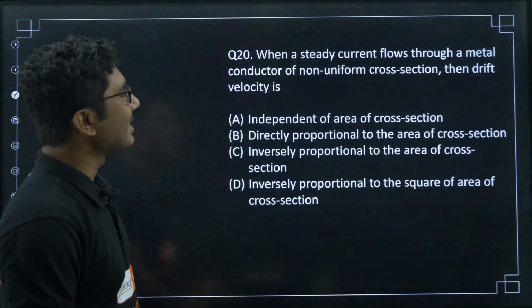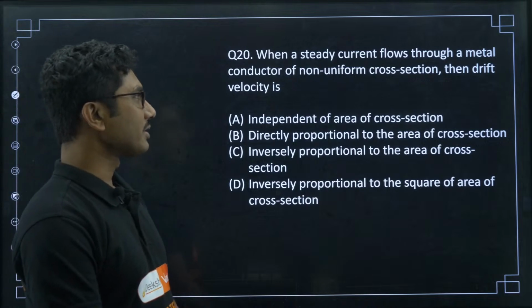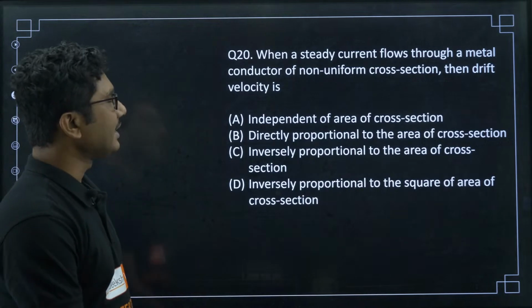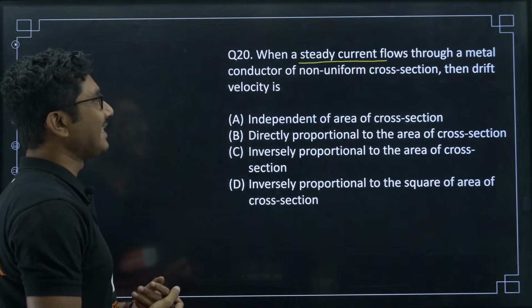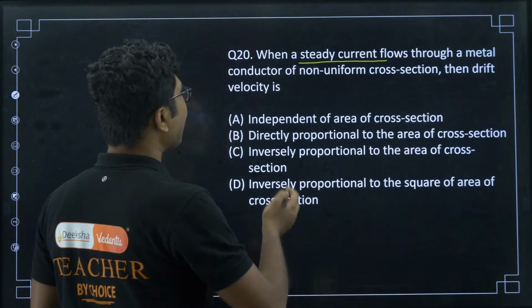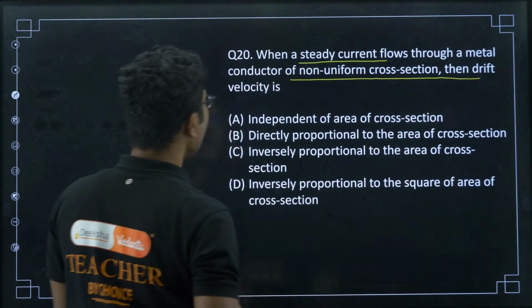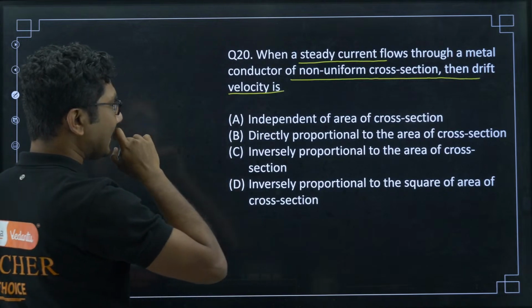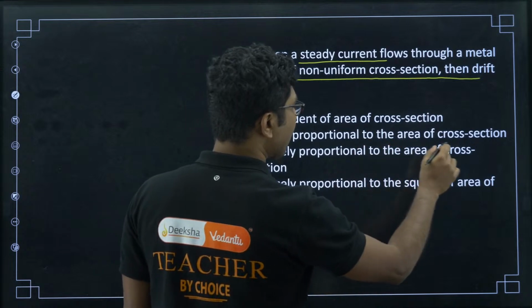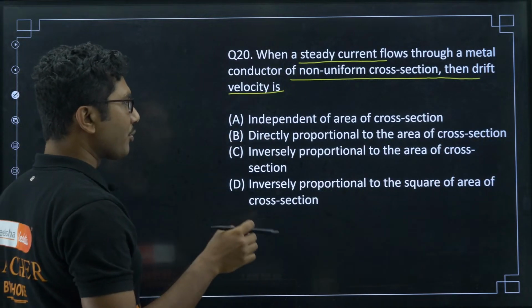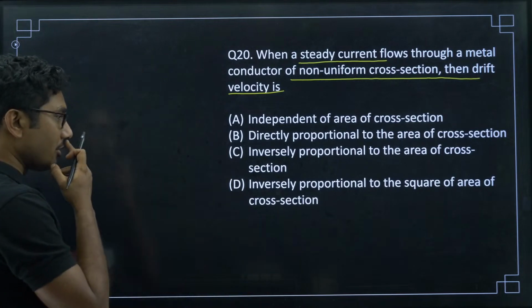So, when a steady current flows through a metal conductor of non-uniform cross section, then the drift velocity is... So, a steady current. You have to understand the question first. A steady current flows through a metal conductor of non-uniform cross section, then the drift velocity is: independent of area of cross section, directly proportional to the area of cross section, inversely proportional to the area of cross section, or inversely proportional to the square of the area of cross section.